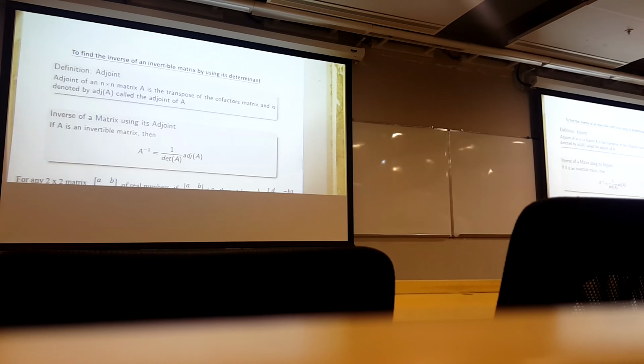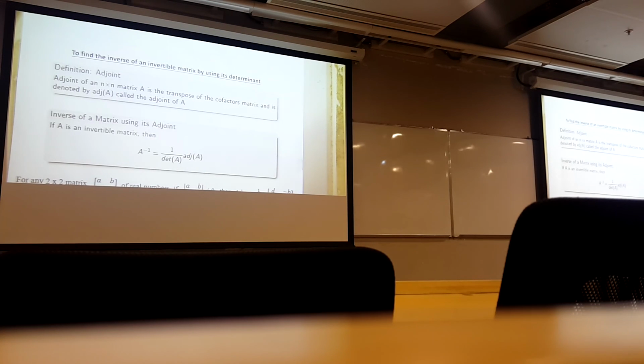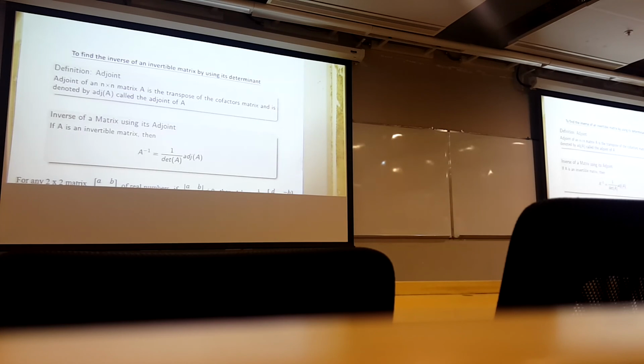And then calculate the determinant. Take any row or any column of the cofactor matrix, dot it with the original row or column that you have chosen. You can calculate the determinant. Just see whether it is 0 or not. If it is non-zero, apply this formula, which is a scalar multiple of the adjoint. So throughout this whole process, you do not have to think anything. Just do it mechanically. It means you can write a program to find the inverse of any given square matrix.